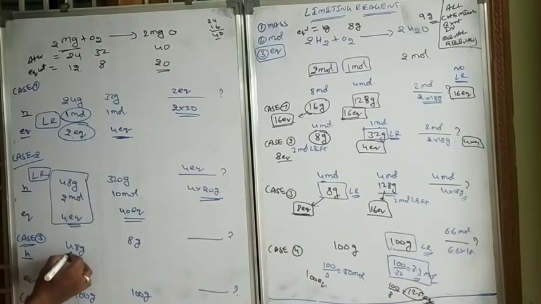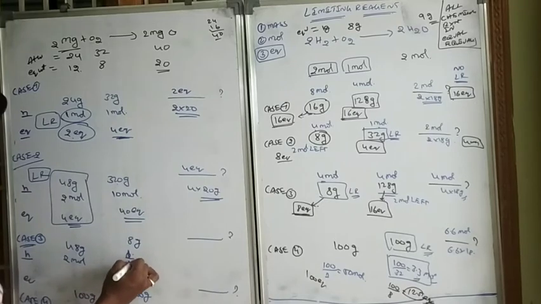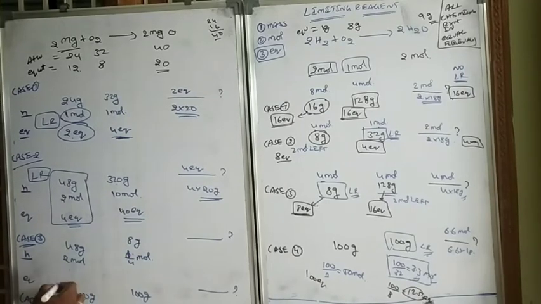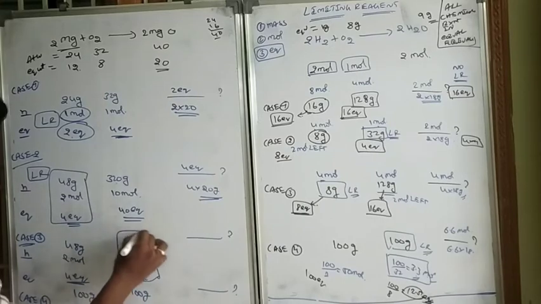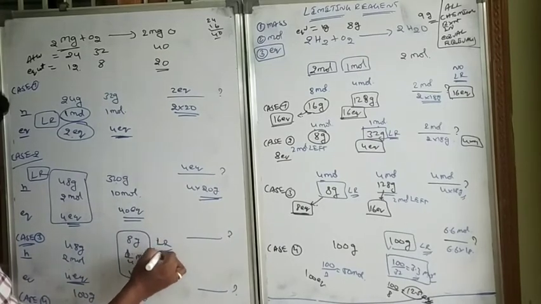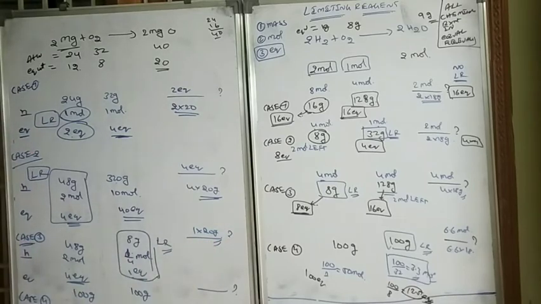In this case, how many moles? 2 moles. Here it will be 1 by 4 moles. How many equivalents? 4 equivalents. How many equivalents? 1 equivalent. So 4 equivalents are required, but only 1 equivalent is there. So this is the limiting reagent. 1 into 20 grams will come.